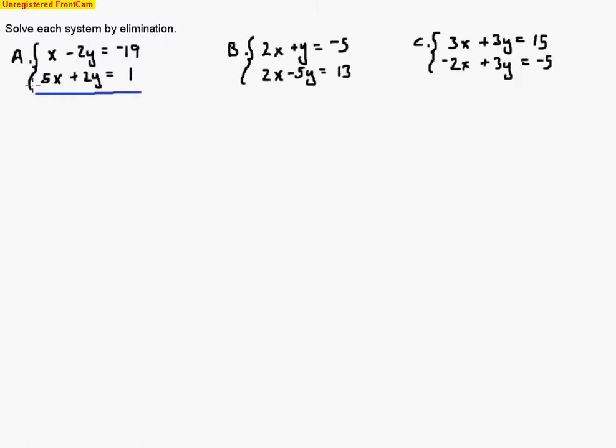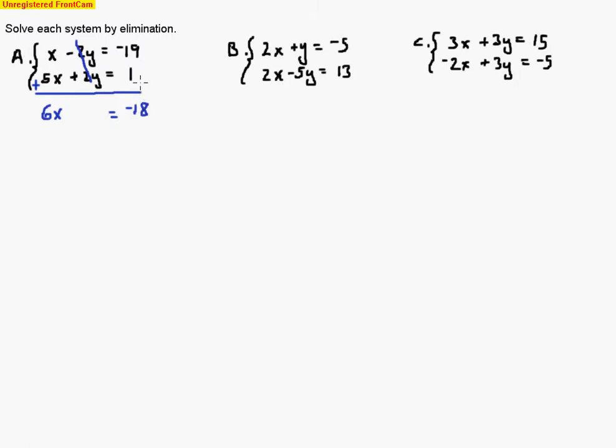I'm going to add these together, and when I do that, x plus 5x gives me 6x. Well, you see, the negative 2y plus the 2y makes 0. So that term cancels out. And here I bring down the equal sign. I do negative 19 plus 1, and that gives me negative 18.